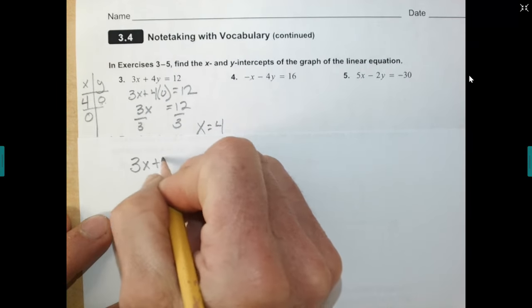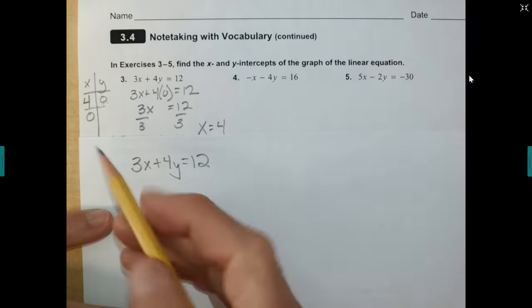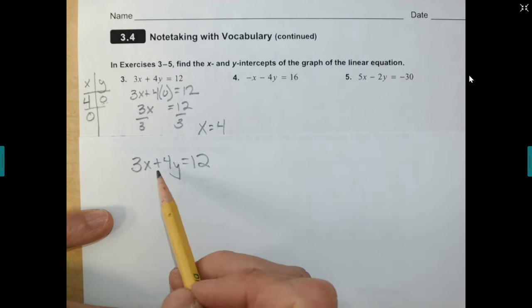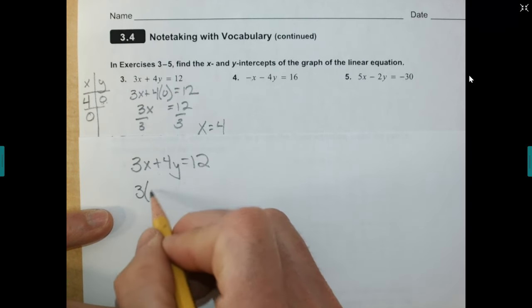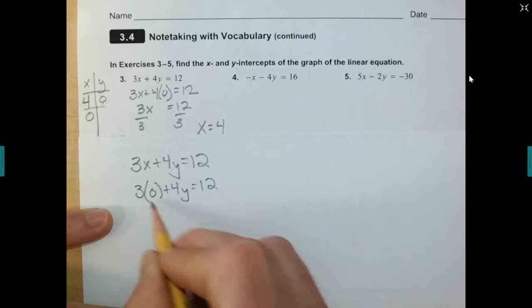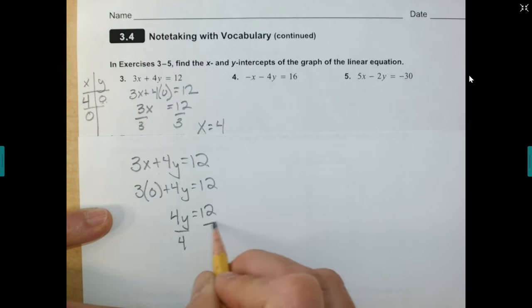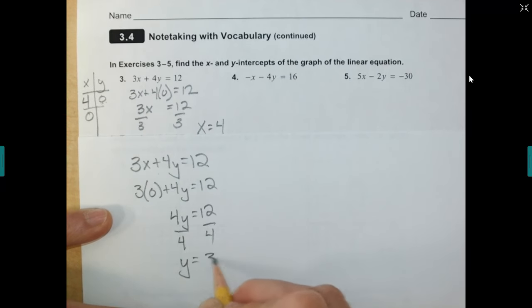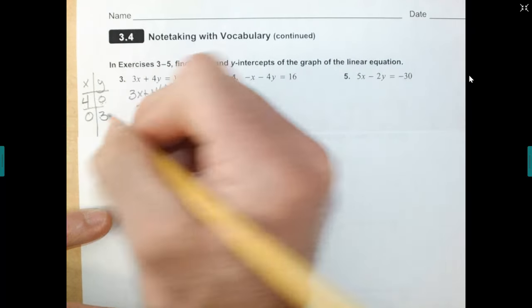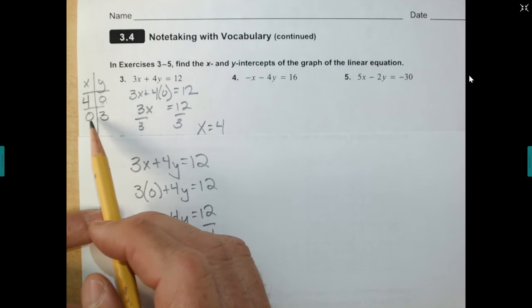3x plus 4y equals 12. And now I have to put in a 0 for my x value. So 3 times 0 plus 4y equals 12. That's 0, so I have 4y equals 12. So I have y equals 3. So there are my x and y intercepts.